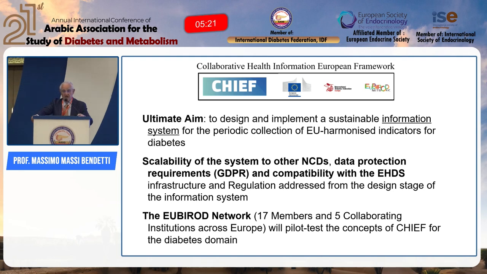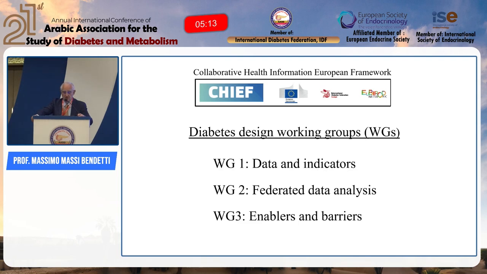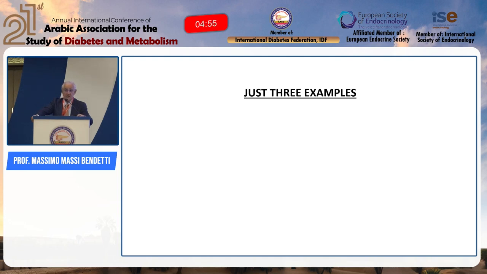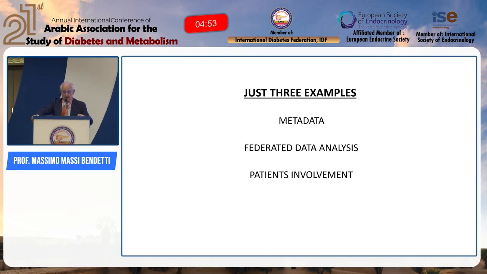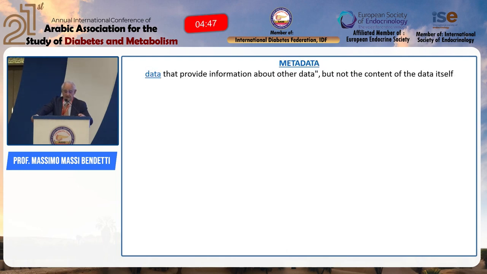This has been taken care of by a network, the OBIRD, which already manages EU-based registries. And then in the design of this project, there are three main areas of interest: data and indicators, federated data analysis, and enabling barriers. Of course, I cannot enter into all this, but just three examples: the metadata, federated data analysis, and patient involvement. Metadata, I mean data that provide information about other data, but not the content of the data itself.